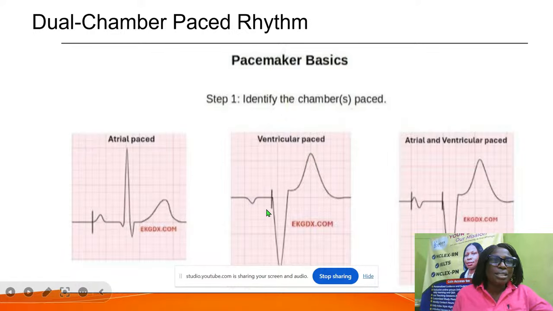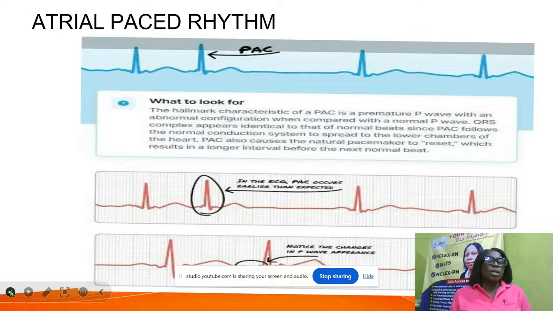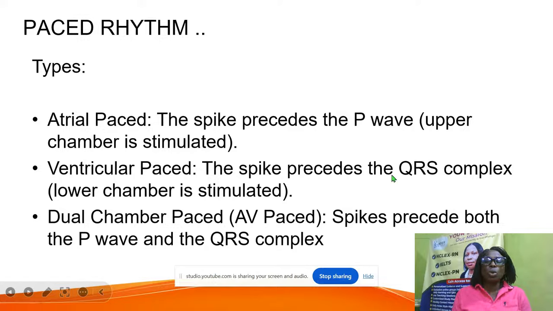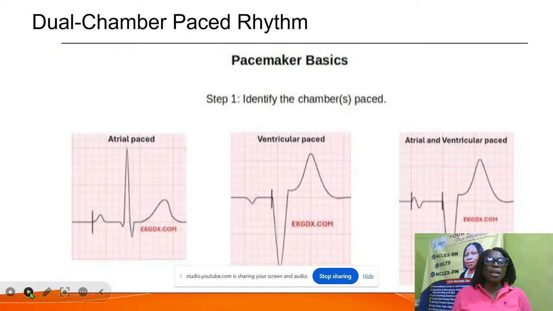On the other hand, it can be ventricular pacing. Maybe the pacemaker is placed at the level where you just want the ventricle to respond to it, maybe at the AV node area. Now the spike precedes the QRS complex, and the lower chamber is stimulated. Just like I explained for the atrium, you will now see the spike before the QRS, because it's this spike that brings about the QRS you are seeing here.